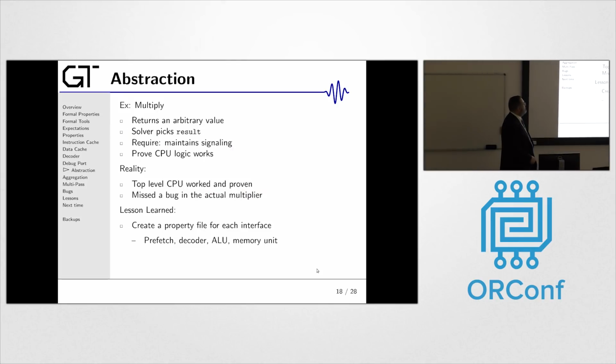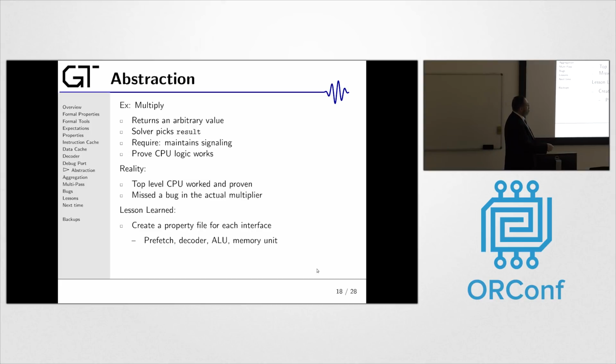Made things pretty easy. My problem was the top level CPU was worked and proven, but I didn't formally verify all the modes of the multiply itself. I got past the multiply with the abstraction, but yet there was a bug in the multiply that I didn't catch.